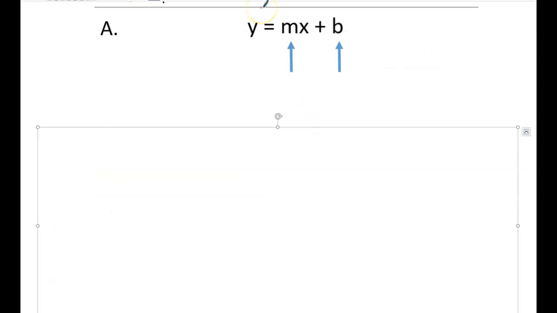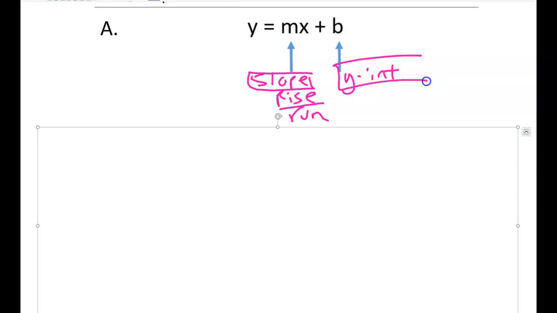So from yesterday, we talked about the slope-intercept form equation of a line. The number in front of the x was our slope. So m represents the slope, which is our rise and run. The b represents our y-intercept. In other words, where it touches the y-axis. So if you know those two things, you're pretty good to go ahead and get a pretty nice sketch of the graph. Okay, so let's go ahead and begin.